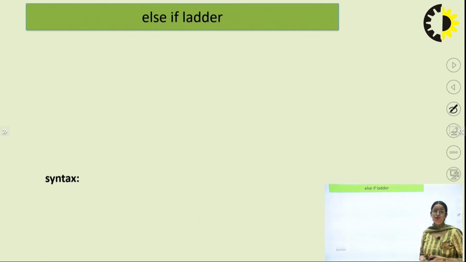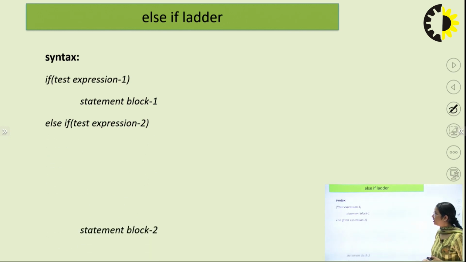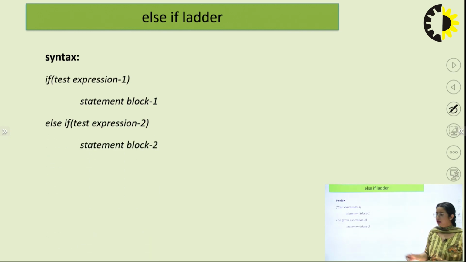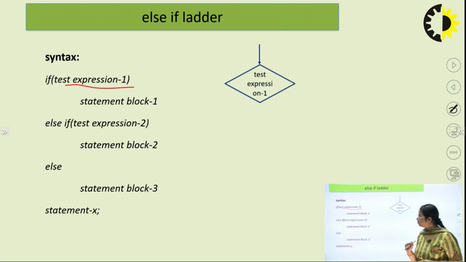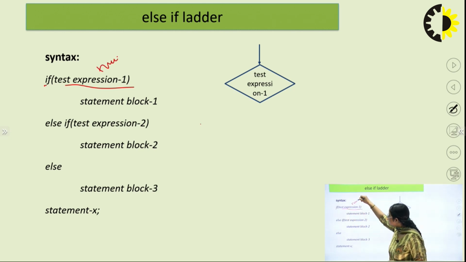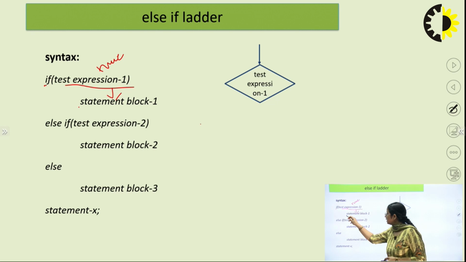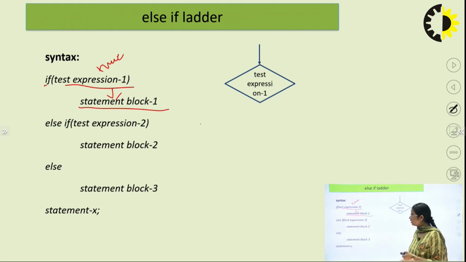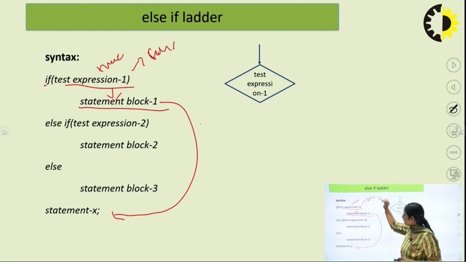So now the fourth category is the else if ladder. In the else if ladder, we also have multiple expressions, multiple test conditions. So this is the if else ladder syntax. What will happen here? We have an if, and then we check the condition. If this condition is true, then it will enter into this block, statement block 1 will execute, and after the execution it will come out of the ladder.